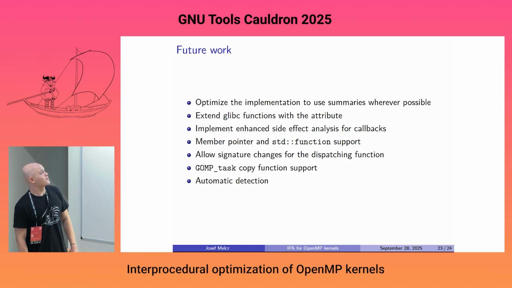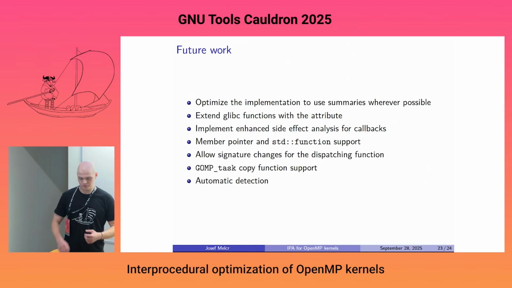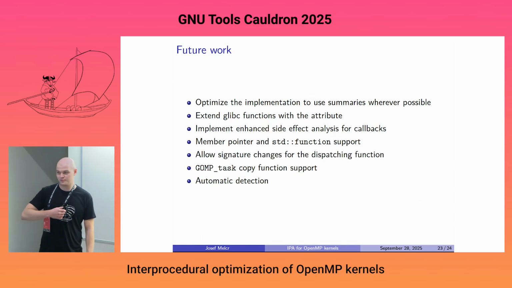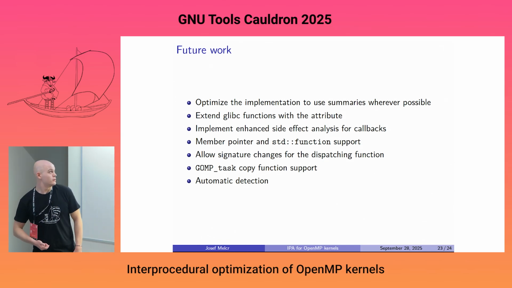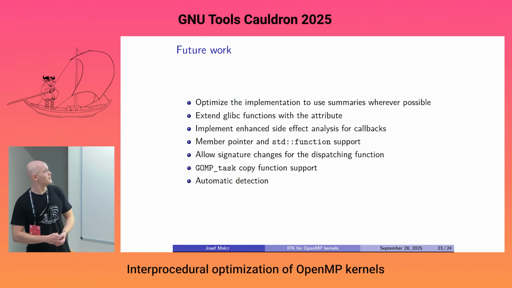What's also planned is allowing signature changes for the dispatching function. What that means, if the compiler does have access to the body of the dispatching function, and for example, performs something like SRA or constant propagation, the signature changes, and suddenly the indices in the attribute don't align, which is an issue. Right now, the way I fixed it is I just removed the attribute and pretend like nothing happened. However, this is subject to change, and I do want to recalculate the indices.